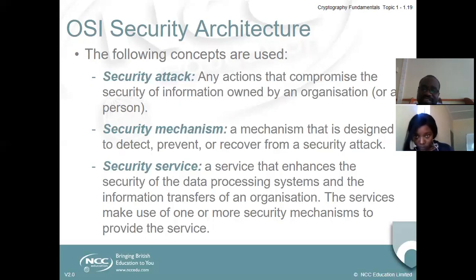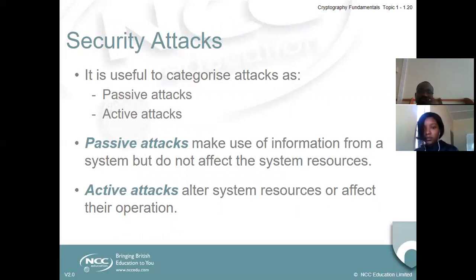Security service: a service that enhances the security of the data processing systems and the information transfers of an organization. The services make use of one or more security mechanisms to provide the service. It is useful to categorize attacks as passive and active. Passive attacks make use of information from a system but do not affect system resources. Active attacks alter system resources or affect their operations.